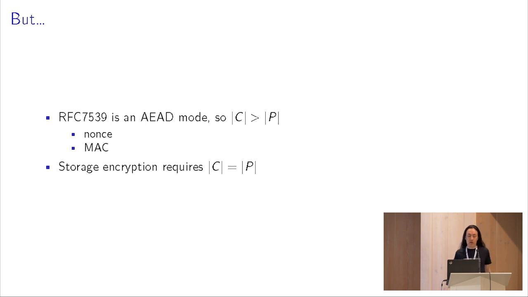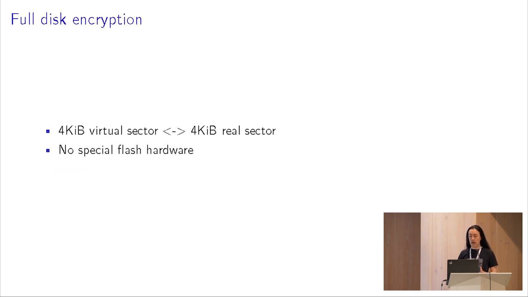The trouble is, because it's an AEAD mode, the ciphertext has to be larger than the plaintext. There has to be room for a MAC, and there has to be a nonce which is not reused. For storage encryption, we have to have a ciphertext which is the same size as the plaintext, and I'll get onto why that is. The most familiar example of storage encryption is full disk encryption. For every physical sector on the device, we have a virtual sector, and a write to the virtual sector, which has to be exactly 4 kilobytes, because that's what the software expects, is encrypted and is sent to the hardware as exactly 4 kilobytes, because that's what the hardware supports.